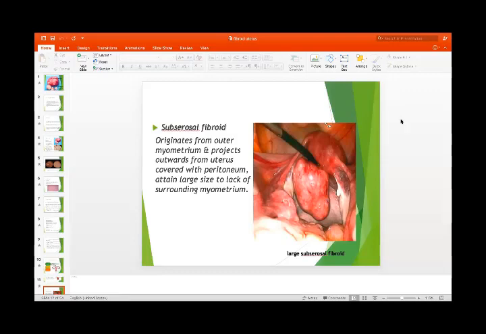The subserosal fibroids. This is uterus, fallopian tubes. This is ovary. And this is a large subserosal fibroid which is arising from the posterior wall of the uterus. So it originates from the outer myometrium and projects outwards from the uterus, covered with the peritoneum. They may attain larger size due to the lack of the surrounding myometrium, so they may become large pedunculated fibroids.